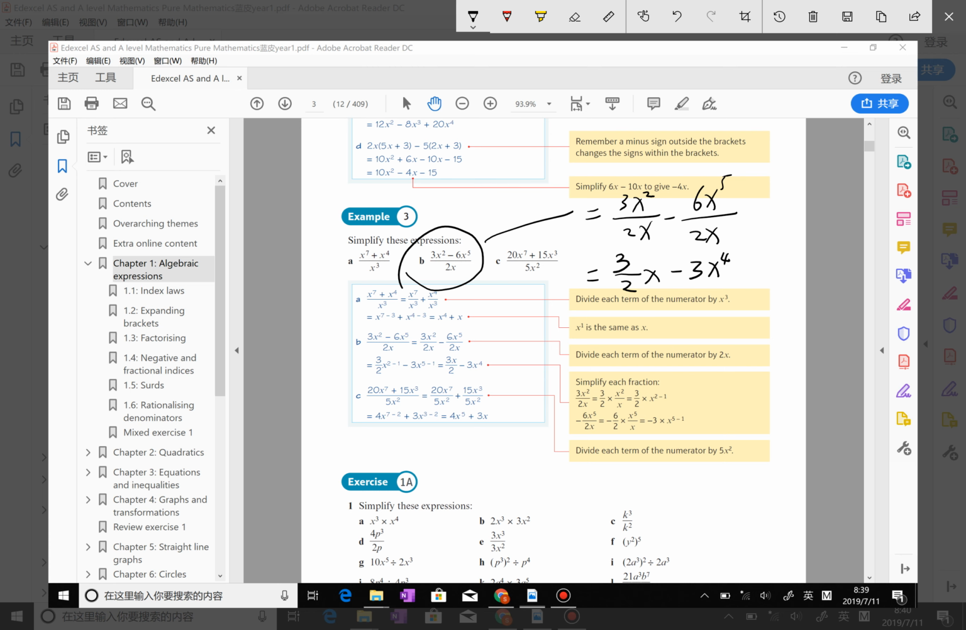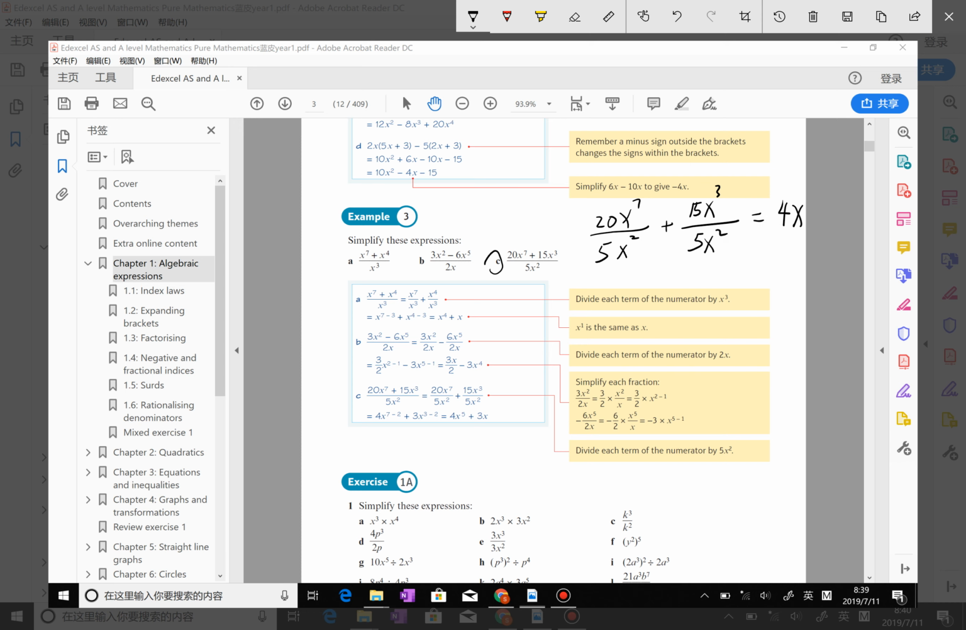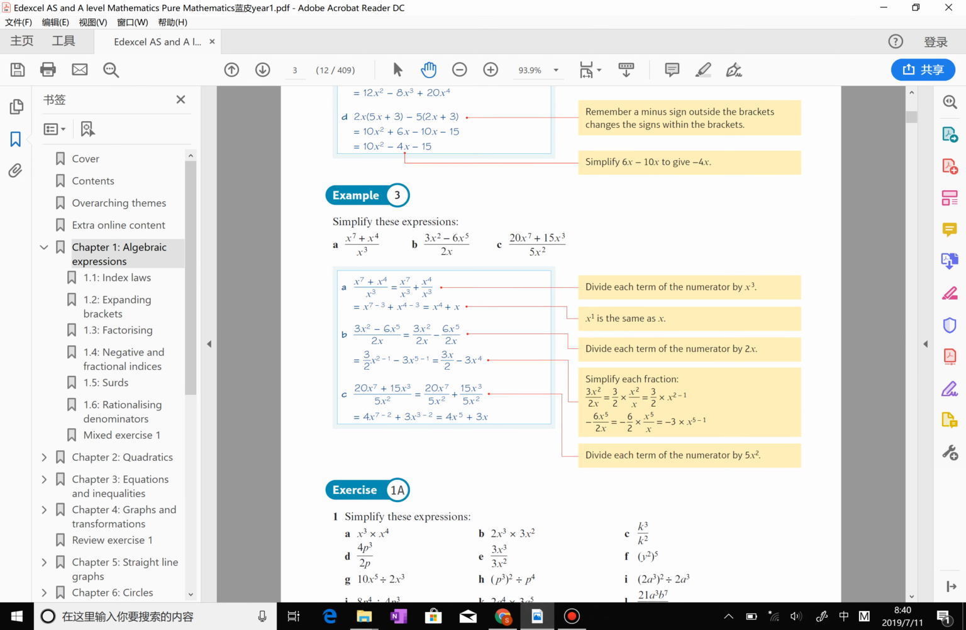Okay, so let's look at the c. We have still the same way, 20x divided by 5x squared plus 15x cubed over 5x squared. So you have the final answer 4x^5 plus 3x. Okay, all right. So I have already explained the 3 examples.